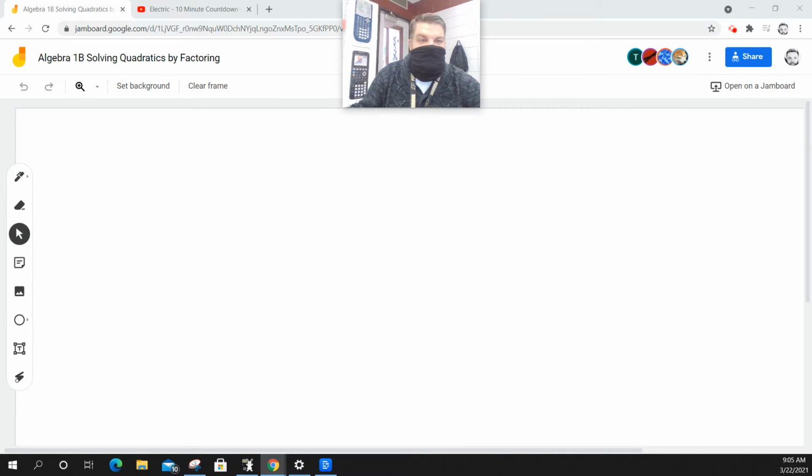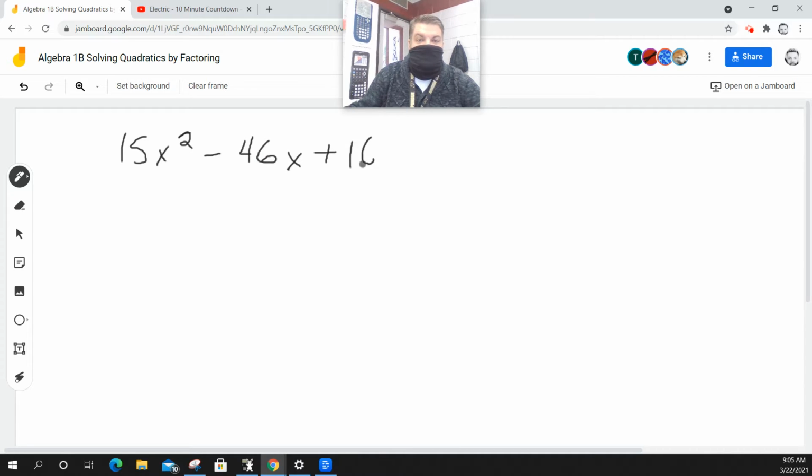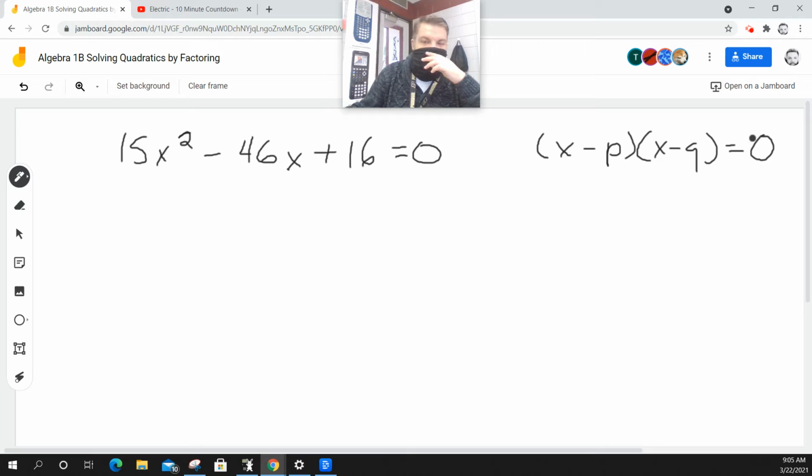So basically, we're gonna solve quadratics by factoring. So I'm just gonna write down this quadratic: 5x squared minus 46x plus 16 equals 0. Now to solve this, what I want to make it look like is x minus p times x minus q equals 0. Okay, so that I got to factor it.